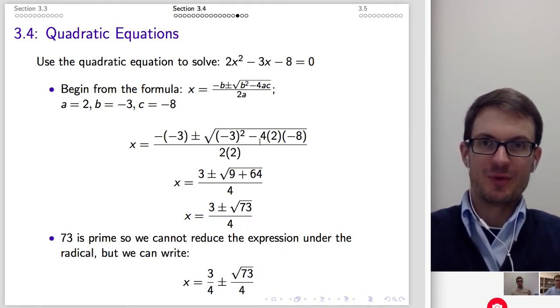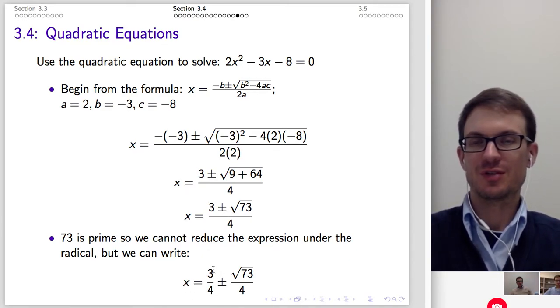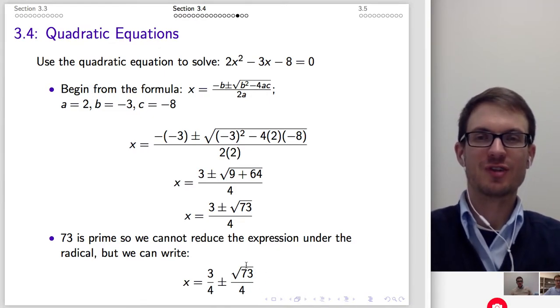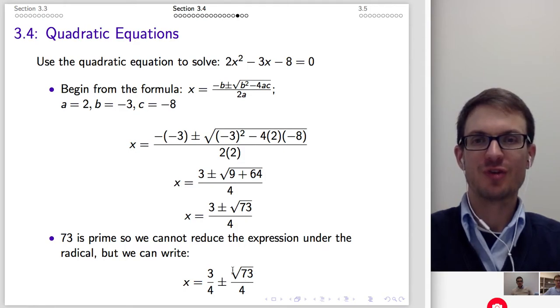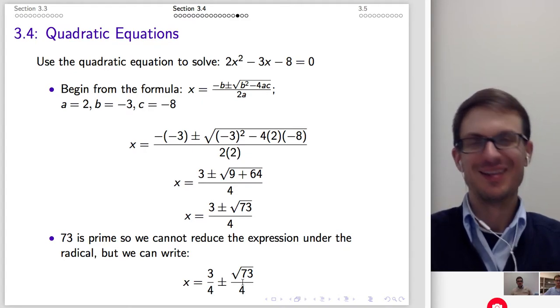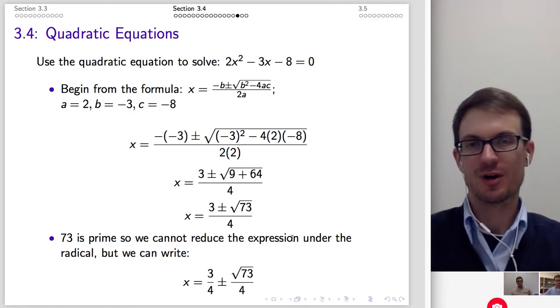Well, we get a 9. We get a plus 64, right? 32 times 2. This becomes 73. 3 plus or minus the square root of 73, divided by 4. At this point, we can kind of break this up. We can write this as x is equal to 3/4 plus or minus the square root of 73 divided by 4. Sometimes there's something we can do to reduce this fraction. That's not super necessary in all cases, right? It's okay to have the radical in the numerator. If we had the radical in the denominator, we've done something wrong. If you have a radical in the denominator, you've got to fix it, right? Then you're going to want to rationalize the expression, but we don't have to do that here because it's in the numerator and 73 is prime.